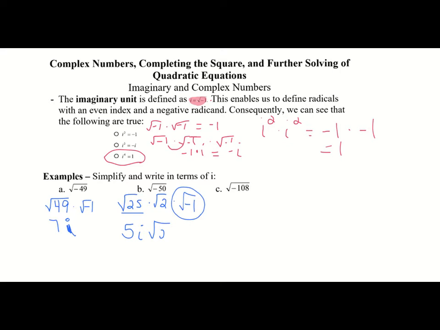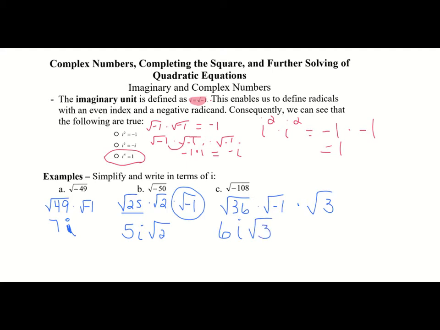For C, we can break that down. 108 can be divided by 36 evenly. So we can rewrite it as the square root of 36 times the square root of -1 times the square root of 3. It's going to give me 6i times the square root of 3 to simplify that.